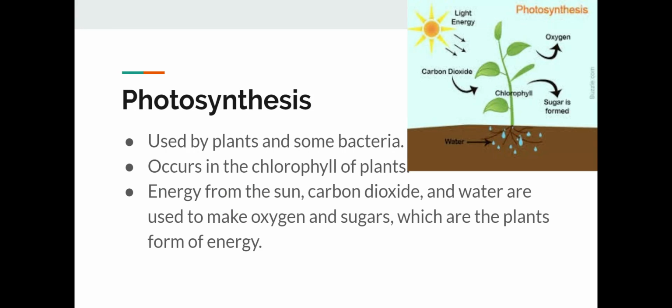Photosynthesis is used by plants and some bacteria. It occurs in the chlorophyll of plants, mainly in the leaves, and it uses energy from the sun, carbon dioxide, and water to make oxygen and sugars, which are plants' form of energy.